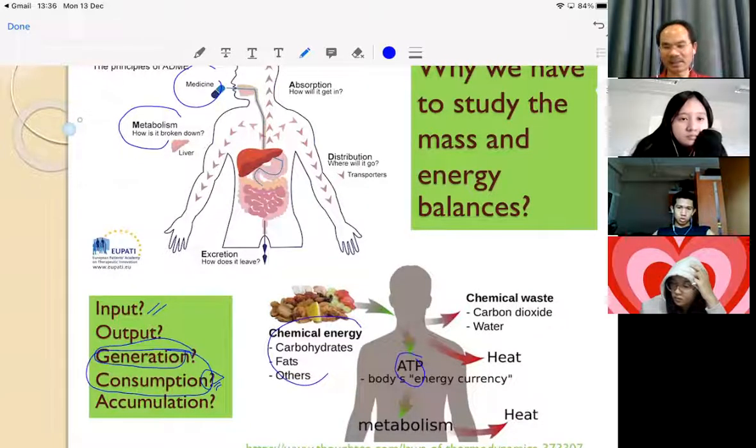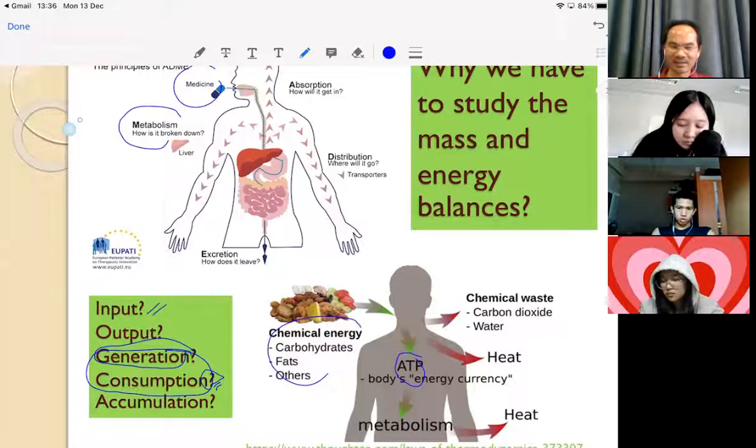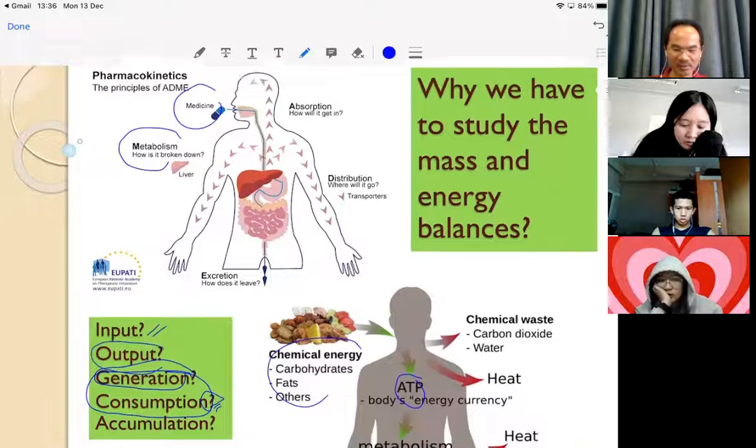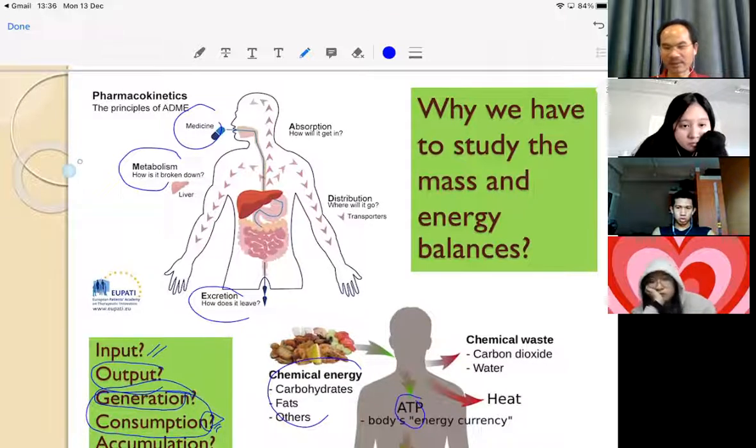This is the same as a chemical reaction. Right? For a chemical reaction, we have reactant, we have product. Reactant is consumption. Product is generation. That's right. Okay. And also we have output. In your body, we have output like excretion. That's right. Excretion is maybe in terms of liquid, in terms of solid. Urine is in terms of liquid.